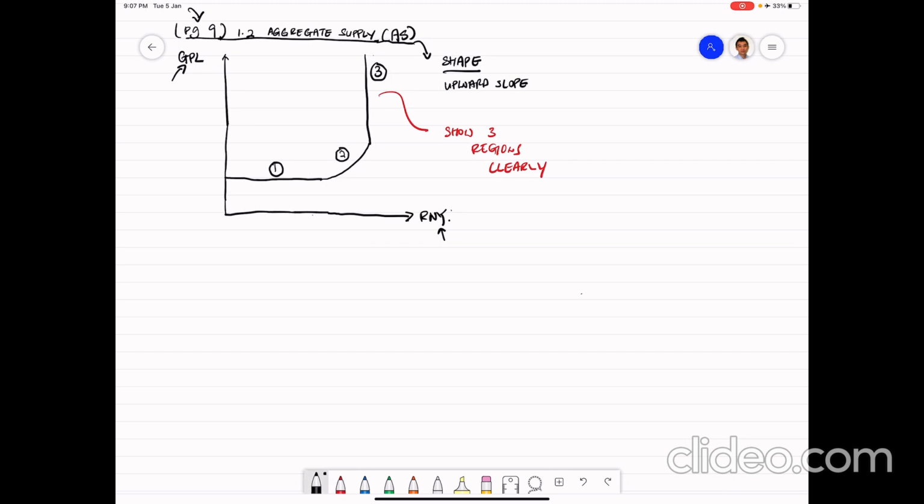So let's start with region number 1. Region number 1 is also known as the horizontal range. Let's talk about what horizontal means first. Horizontal graphically means that as you advance in terms of the x coordinate, there is no change in the y coordinate. Placing that in the variables we have here, it means that as real national income increases, the general price level tends to stay the same, at least from a producer's point of view.